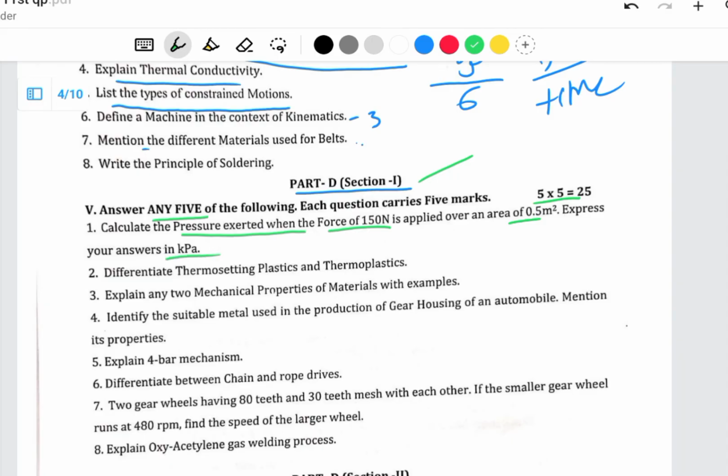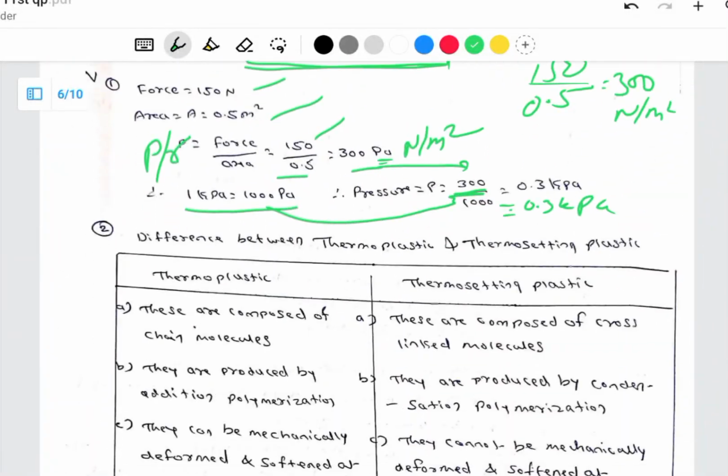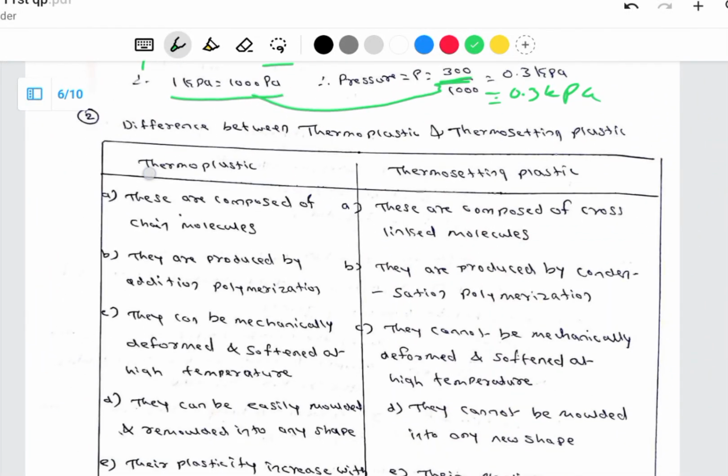So now the next is the difference between thermoplastic and thermosetting plastic. So these are the two plastic materials. So let us see the difference between thermoplastic and thermosetting plastic.